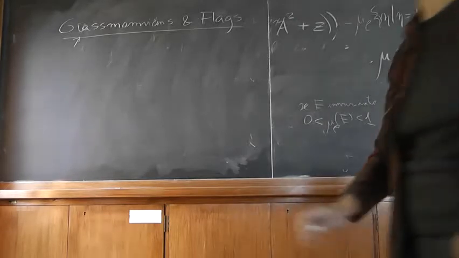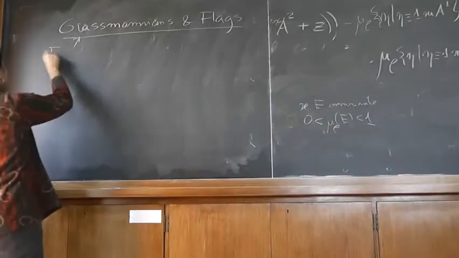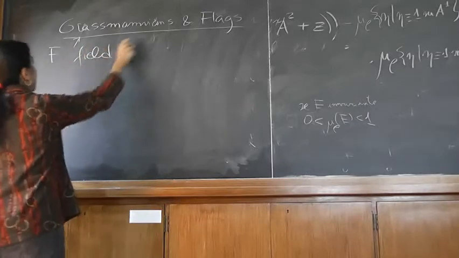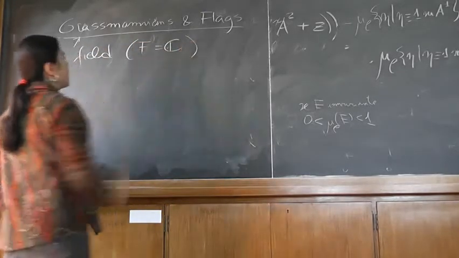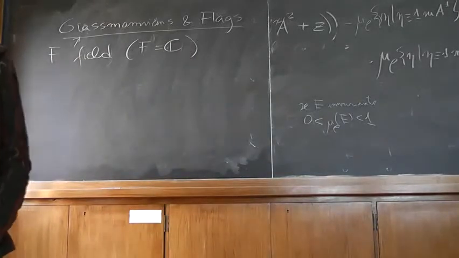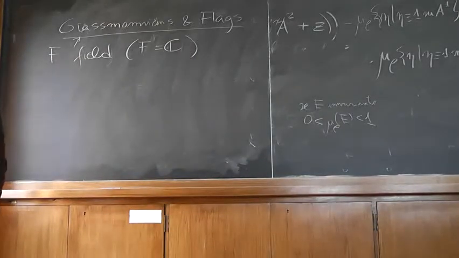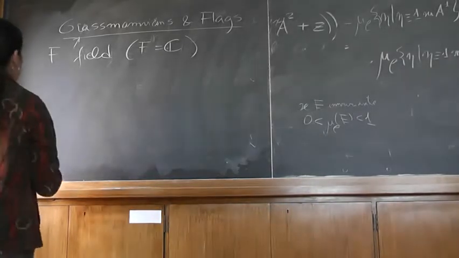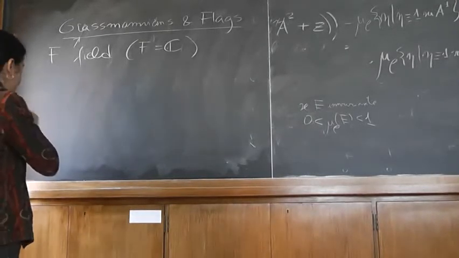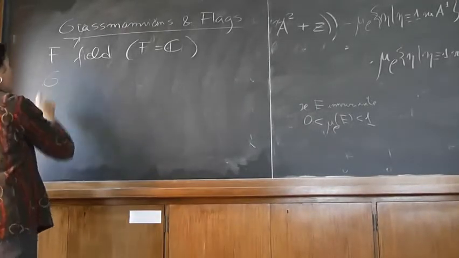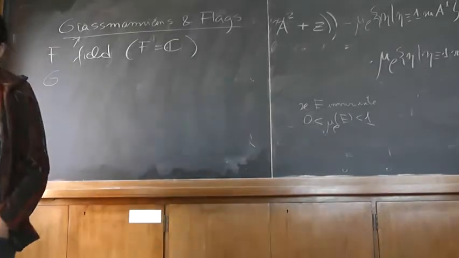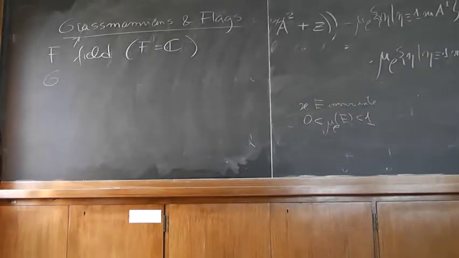He fixes a field. So F is a field. One could think F is C. He wants to be generic, and it doesn't really make a difference if we take the complex field or any field. Then we define the Grassmannian. Let's take C. But what I'm saying is, let's take the complex field, and then I will make a remark when we're finished saying why it is easy to generalize, okay?